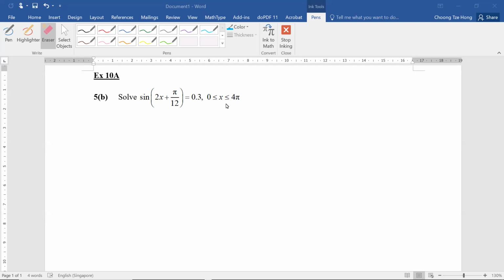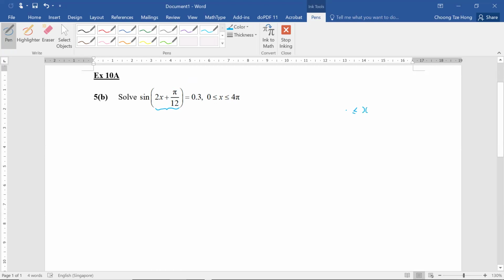Later on you will see that you actually need to search many rounds for all the required angles. The first thing to always do for this kind of question is to look at the angle over here, and then adjust the range accordingly.